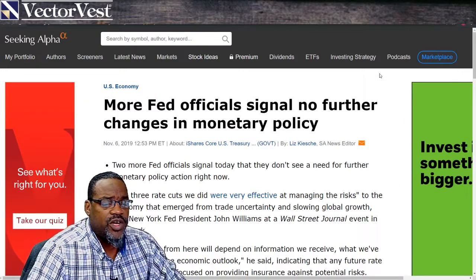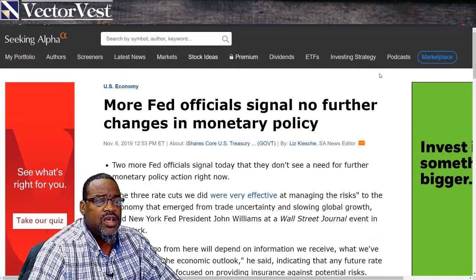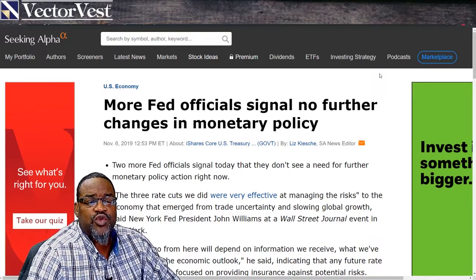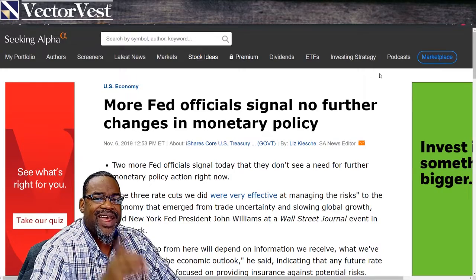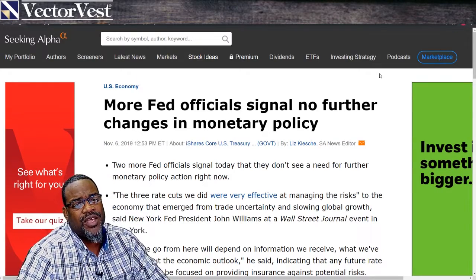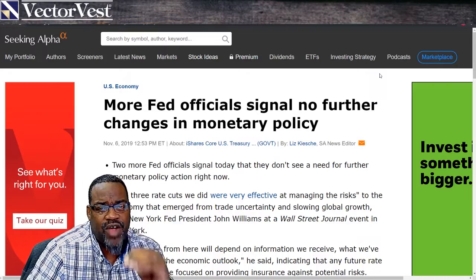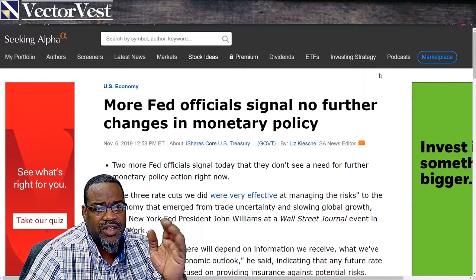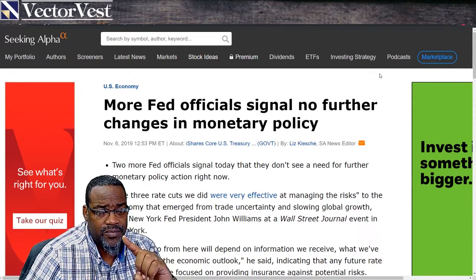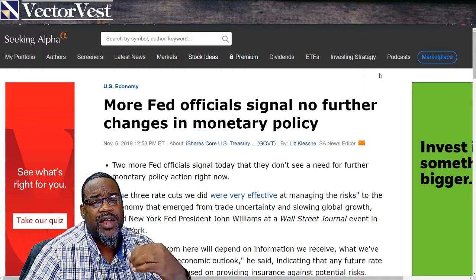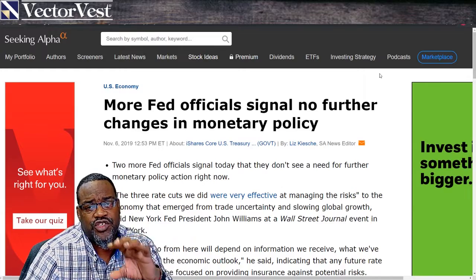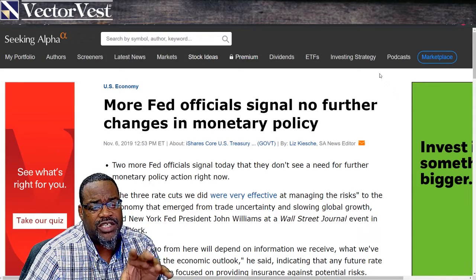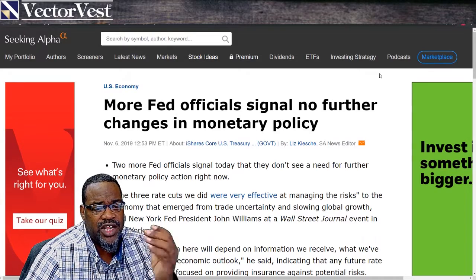There we go. We're going to start off with the interest rates. More Fed officials signal no further changes in monetary policy. How do you think that's going to affect the market? When the Fed has been dropping interest rates over the last couple of times around, okay, the market has responded in a positive fashion. If the Fed is starting to signal no more changes in monetary policy, how do you think that's going to affect the market going into the end of the year?